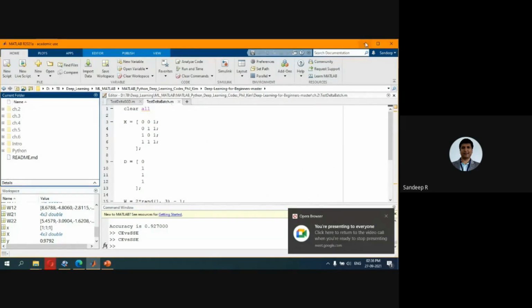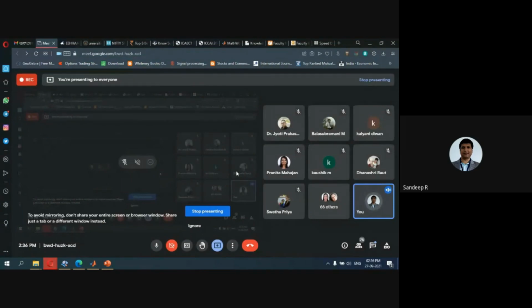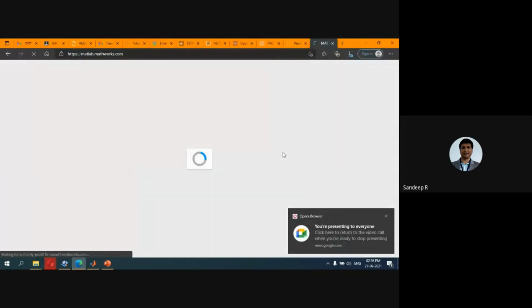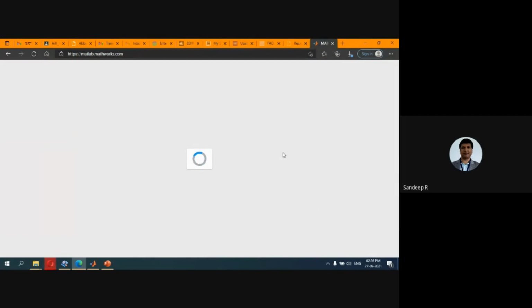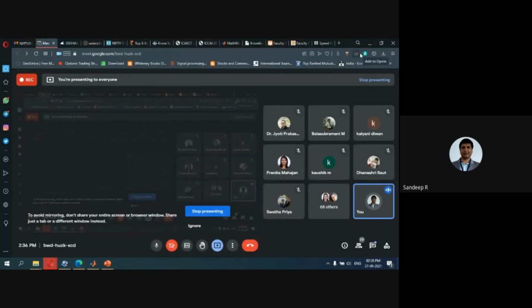But those of you who have not installed it in your systems, or those who do not have the licensed version of MATLAB, you can also use the online version. I have already tried to execute some of the programs using the online version. So that means it is definitely possible for you also to do it. But preferably, it is better to have the licensed version in your system.